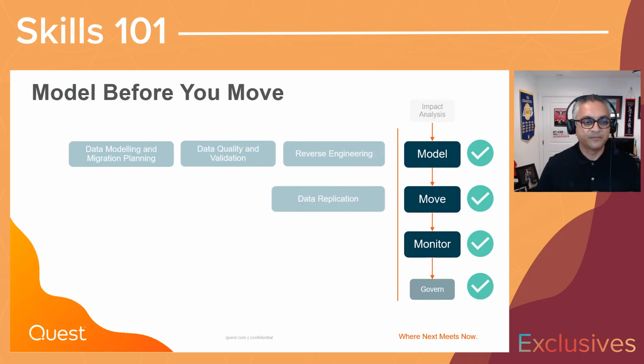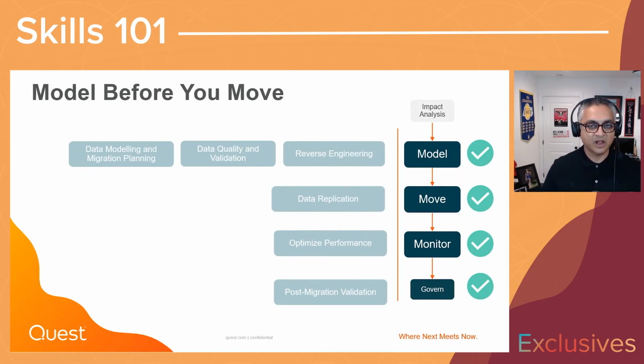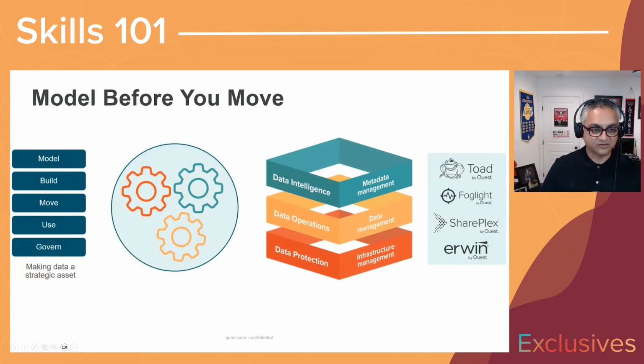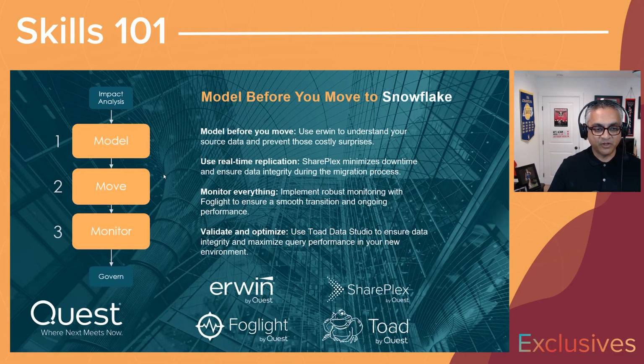So let's bring it all together. We've walked through a complete data migration, and here are the key takeaways. Using tools like Erwin to understand your source data and prevent those costly surprises. Solutions like SharePlex minimize downtime and ensure data integrity through the entire migration process. And implementing robust observability tools such as Foglight ensures a smooth transition and continuous ongoing performance. And using tools like Toad Data Studio ensures data integrity, and it also allows you to maximize your query performance in your new environment.